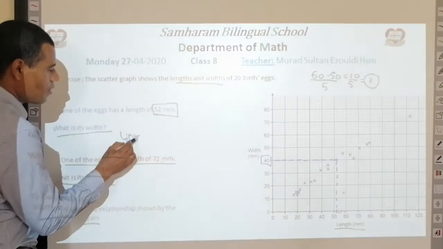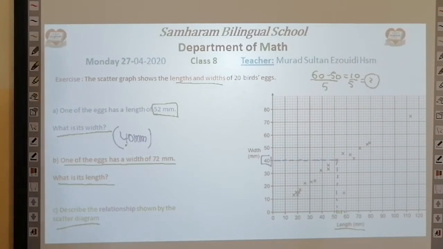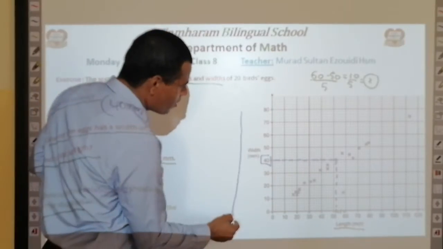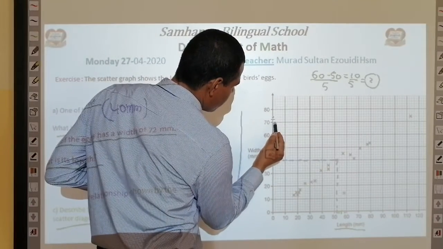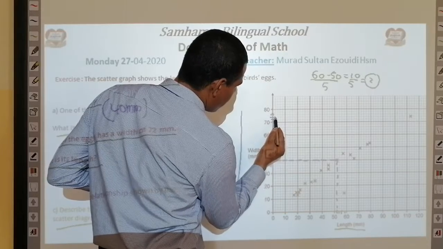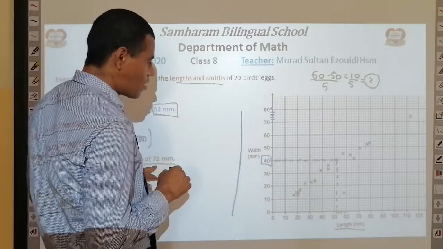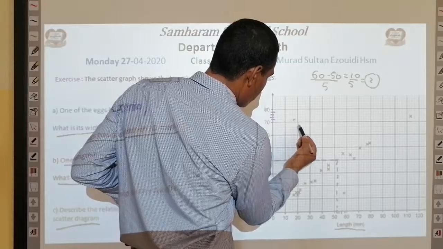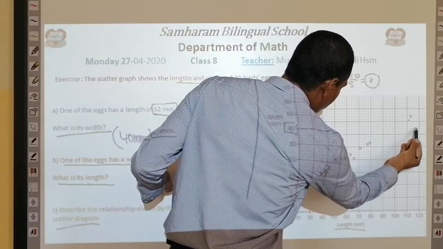One of the eggs has a width of 72. Is this 70? This is 72, this is 74, this is 76, this is 78, and this is 80. So what is 72 on the scatter diagram?